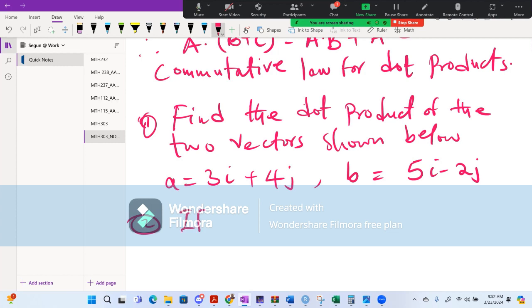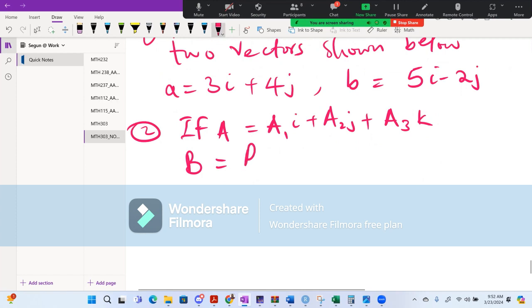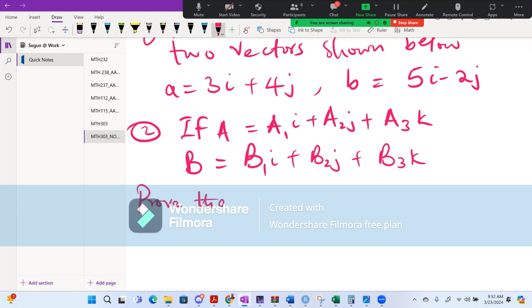Question 2 says, if A equals A1I plus A2J plus A3K, and B equals B1I plus B2J plus B3K, prove that A dot B equals A1B1 plus A2B2 plus A3B3. How do we do that?